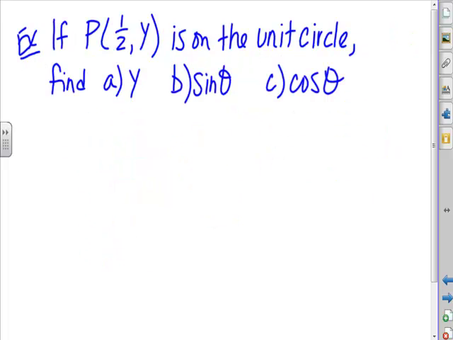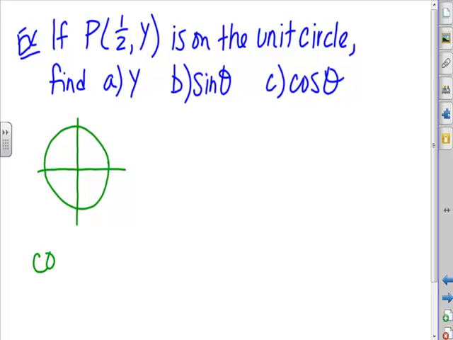Okay, one more example. If there's some point 1/2 comma y, and it's on the unit circle, to figure out what y is, figure out what the sine of theta is, and what the cosine of theta is. So I'm going to go ahead and just draw myself a little sketch. It's not going to be pretty, but it's going to help me think about this. And I want you to start thinking a little bit about this concept.